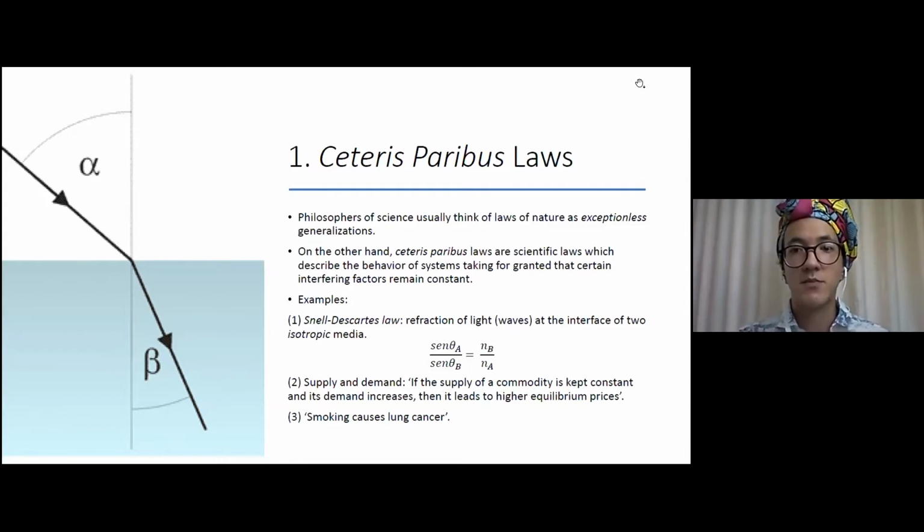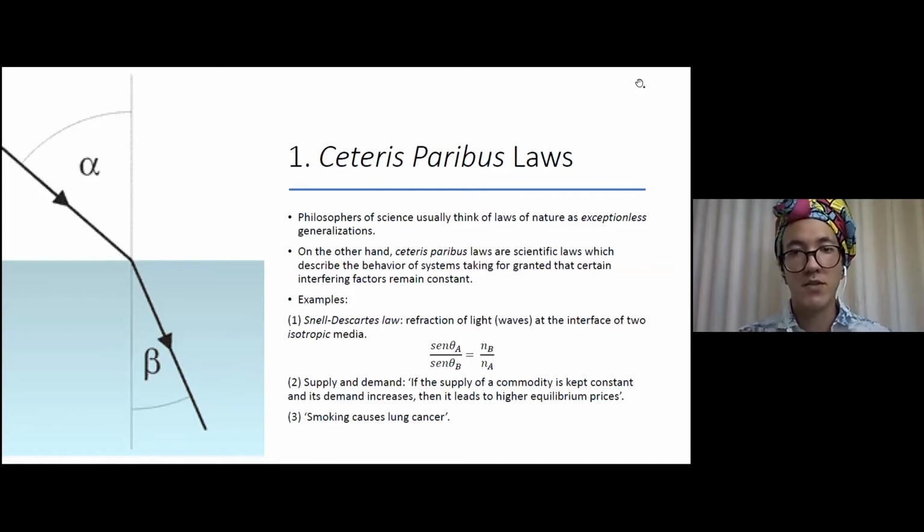However, Ceteris Paribus laws are scientific laws which describe the behavior of systems, taking for granted that certain interfering factors remain constant. So Ceteris Paribus laws may be defined as scientific laws with exceptions. Of course, this is not a very precise definition, but it's one definition from which we can start.